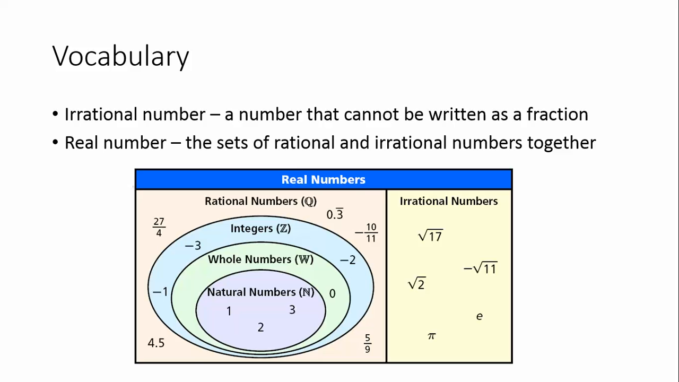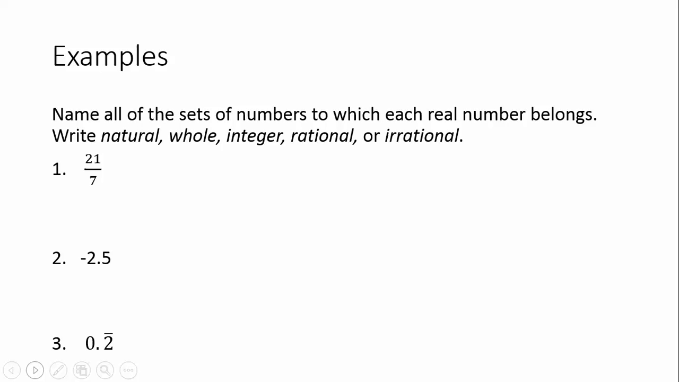Real numbers, then, are the sets of all rational and irrational numbers together. And we've talked a lot about rational numbers. Remember, those are counting numbers, zero, integers, which are positive or negative, and then any rational numbers, which are numbers that can be written as fractions. So a little bit of a review again.